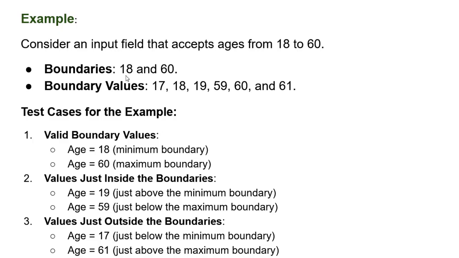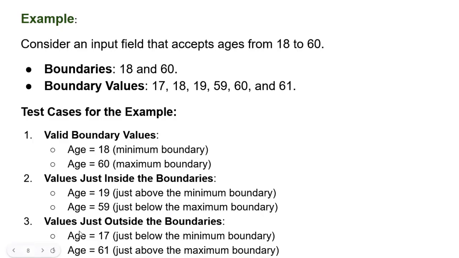So for the boundary of 18 and 60, what are the boundary values we have received? 17, 18, 19, 59, 60 and 61. 18 and 60 are minimum boundary and maximum boundary value. They are still valid boundary values. Which are the values which are just inside the boundaries? 19 and 59. 19 is just above the minimum boundary and 59 is just below the maximum boundary.